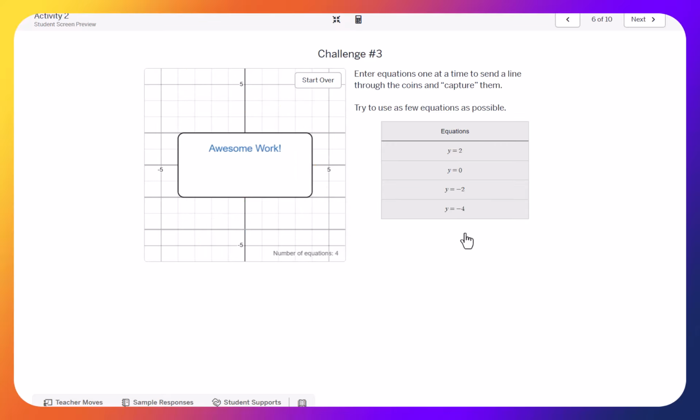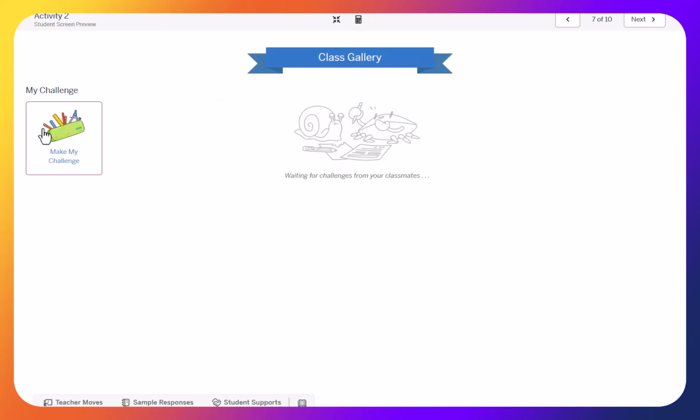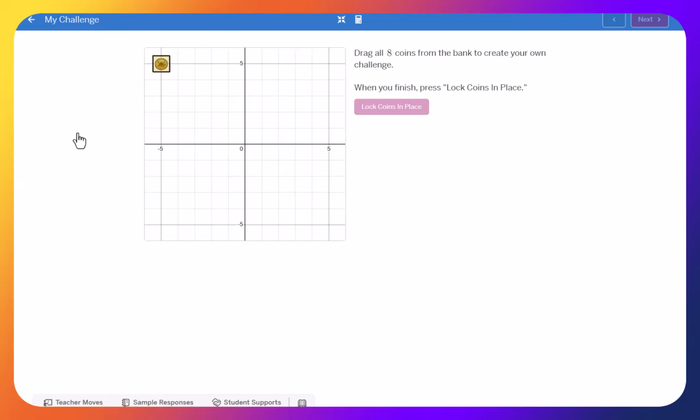So now we've looked at horizontal lines that start with y equals a number, and we've looked at vertical lines where we had x equals a number. So we're going to make a challenge. I'm going to show you how to make a challenge, and I'm going to put one in the activity so that you'll at least have one to start with when it comes time to spend a little time working on these. The directions are these.